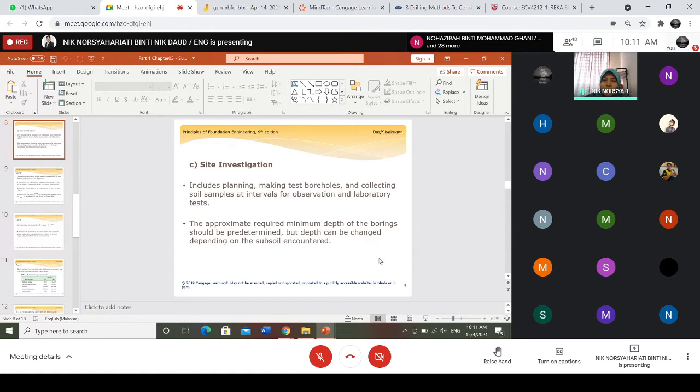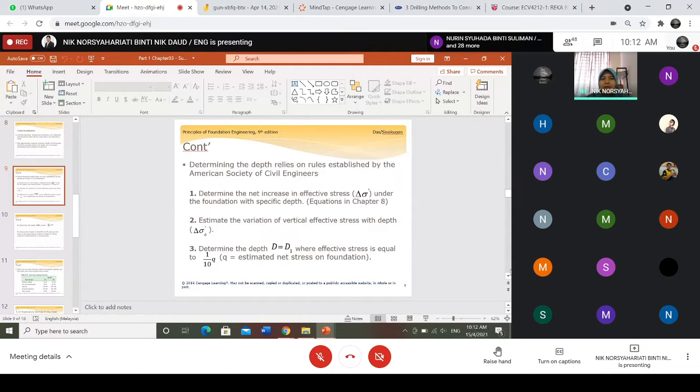That's why I want you to present. Then after this, at least we can cover all of it at once. Then of course the depth can be changed, depending on the subsoil, because we know already it's not just one layer type of soil underneath, and there are different layers of type of soil. So it depends on the boring process, depends on the subsoil that you encounter, right?